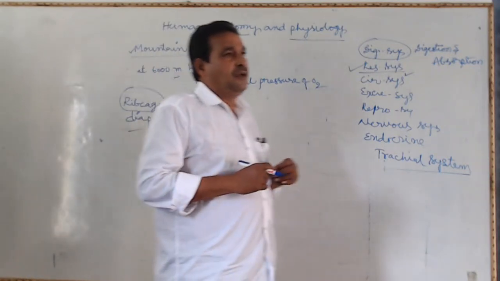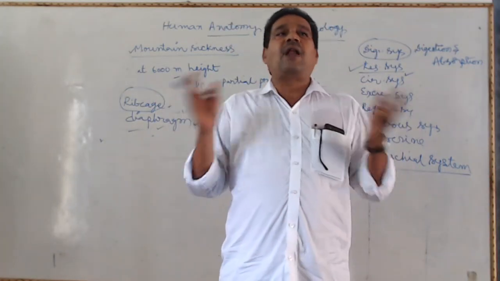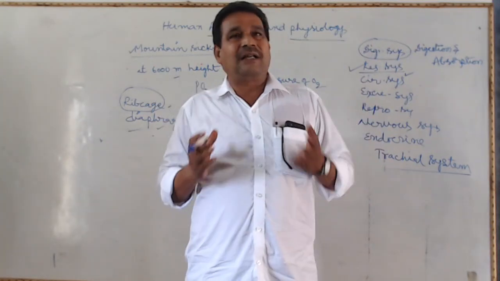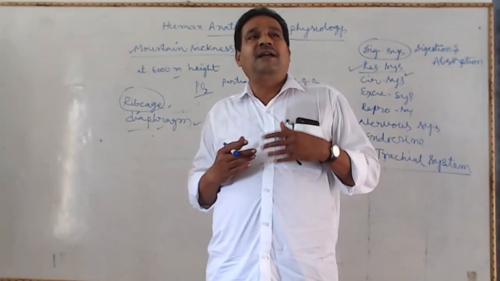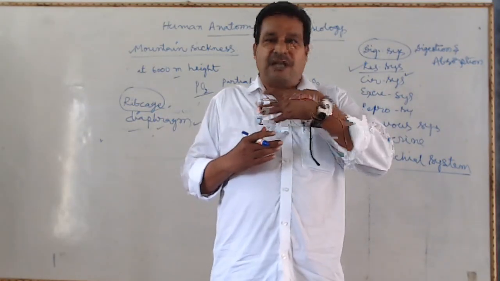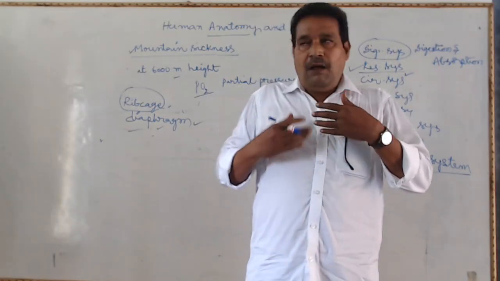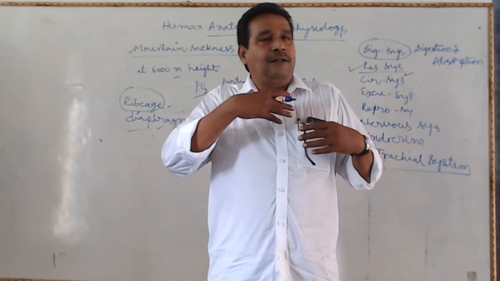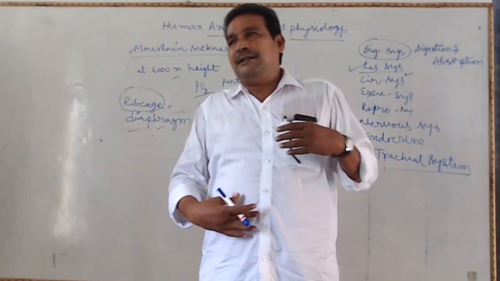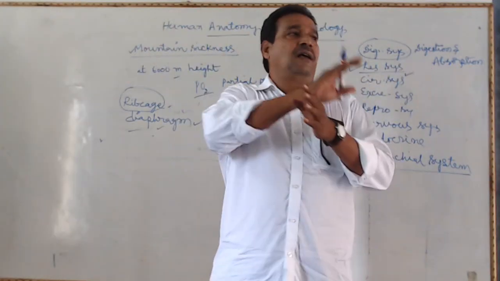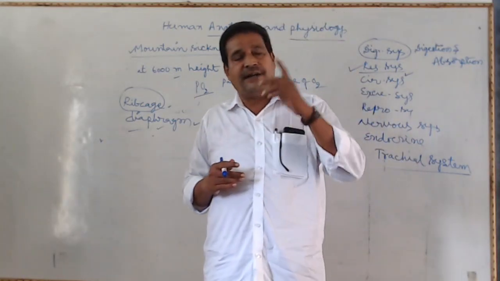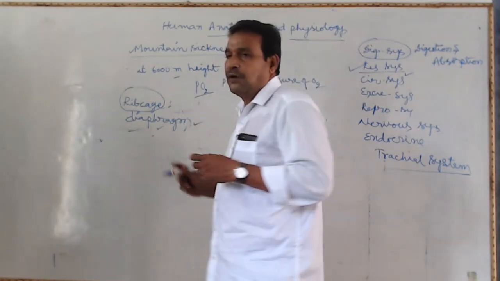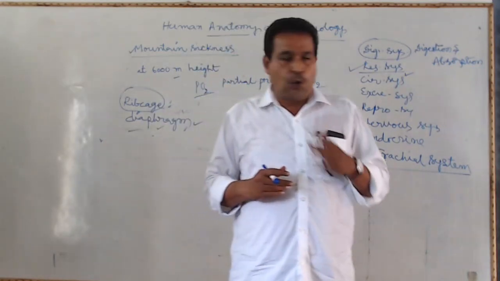What is the diaphragm? The diaphragm is a dome-like muscular structure, skeletal muscle, that separates our body cavity into a small upper chest cavity or thoracic cavity and a large abdominal cavity. Between the thoracic cavity and the abdomen, there is this dome-like muscular structure called the diaphragm. In our respiratory movements, particularly the rib cage and diaphragm play an important role.